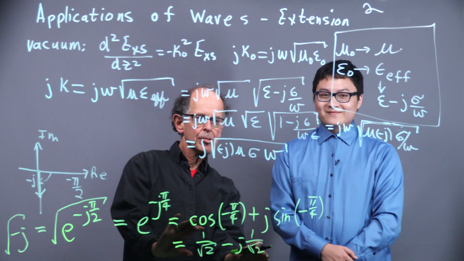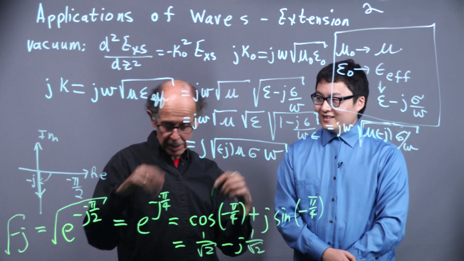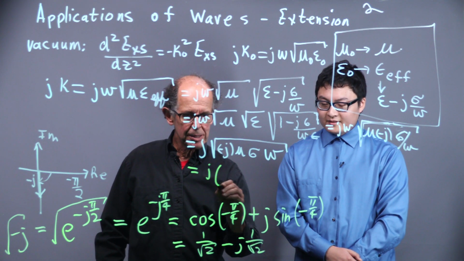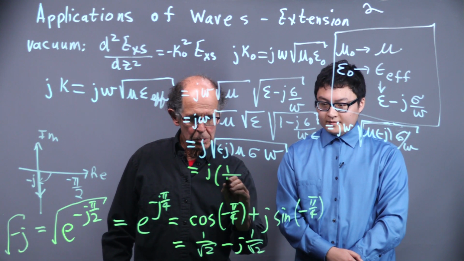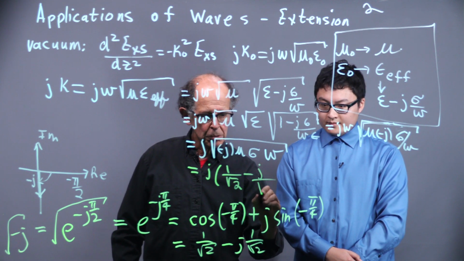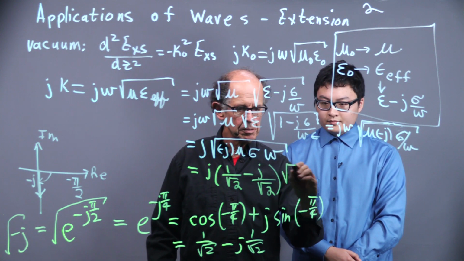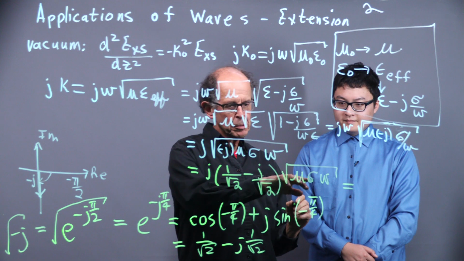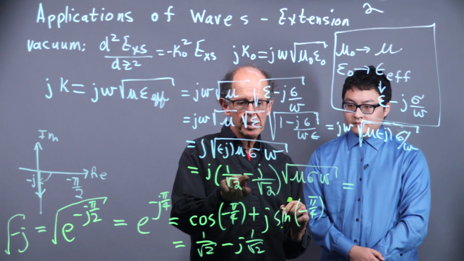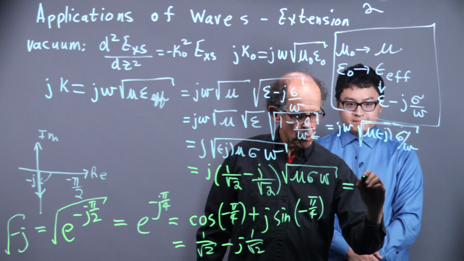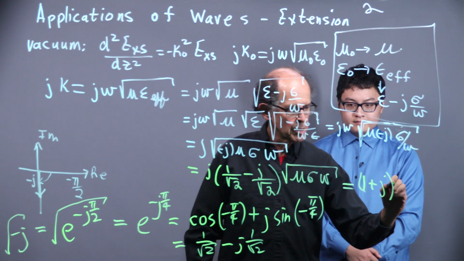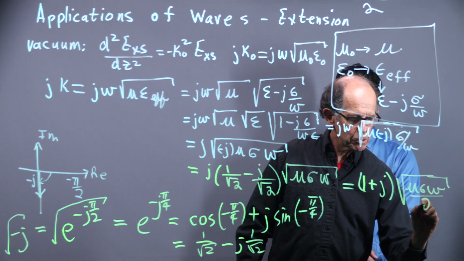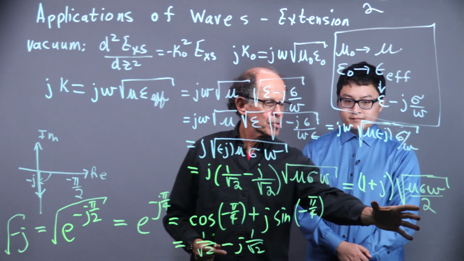And actually, we can take this and substitute it in here carefully, because we're going to need that later on. I'll continue with the green writing. So it's j multiplied by the square root of minus j, which is 1 over root 2 minus j over root 2, times the square root of mu sigma omega. The root 2 can go inside: j times 1 is j, j times minus j is 1. So we get 1 plus j times the square root of mu sigma omega over 2. And we're going to use that in the next video. It's a nice compact form.